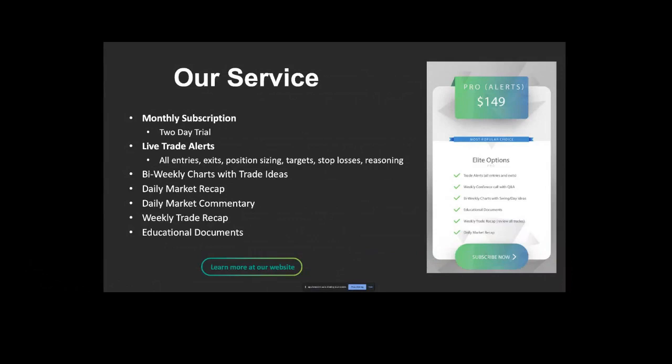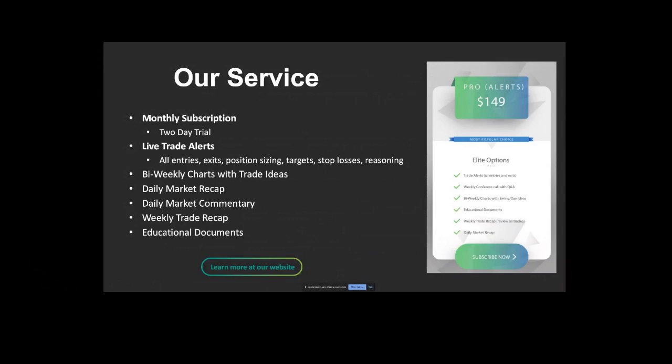And then we also offer live trade alerts. So when I alert my trades, I provide all the entries, the exits, the position sizes. And depending on the position size, it'll give you an idea of how confident I am with the trade, so it'll give you an idea of the strength of the trade. And then I also provide targets, stop losses, and the reasoning to provide the insight as to why we enter the trade.